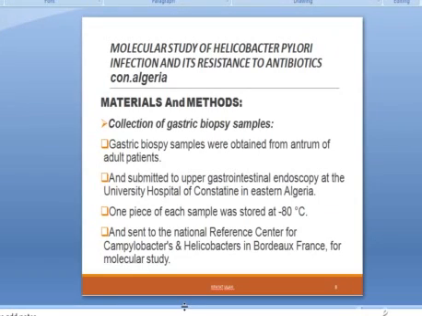Materials and methods. Collection of gastric biopsy samples. Gastric biopsy samples were obtained from the antrum of adult patients who underwent upper gastrointestinal endoscopy at the University Hospital of Constantine in Eastern Algeria. One piece of each sample was stored at -80 degrees centigrade and sent to the National Reference Center for Campylobacter and Helicobacter in Bordeaux, France for molecular study.